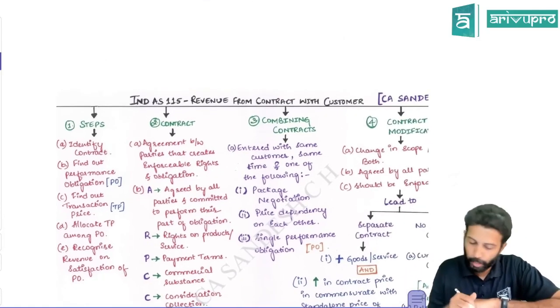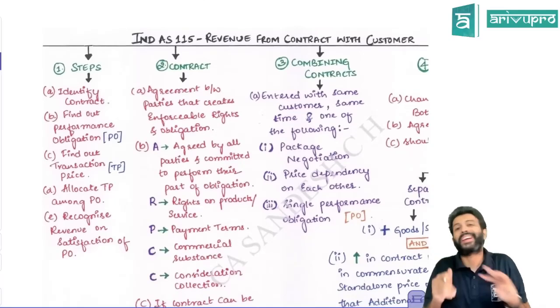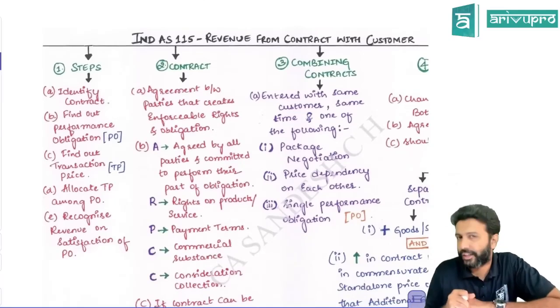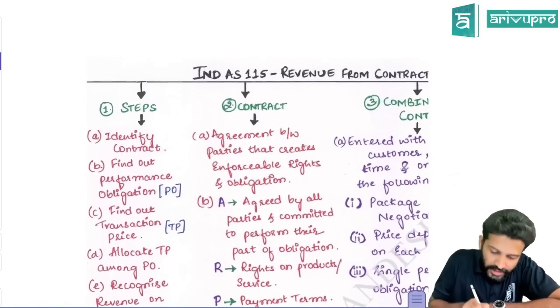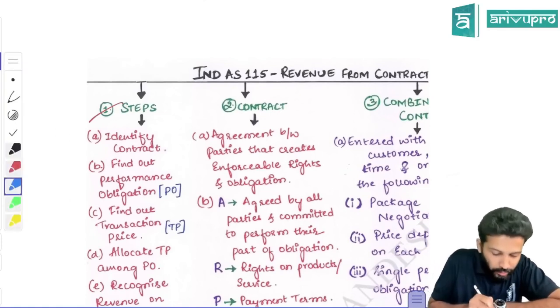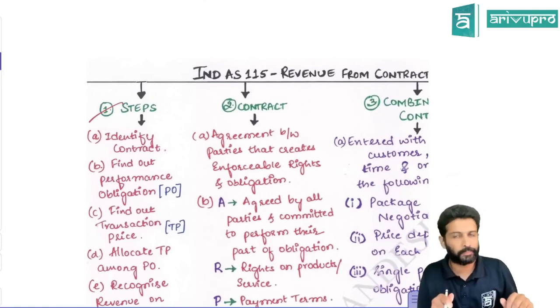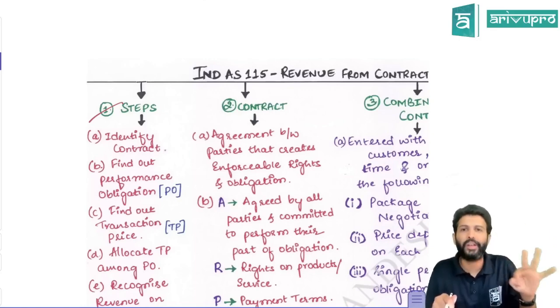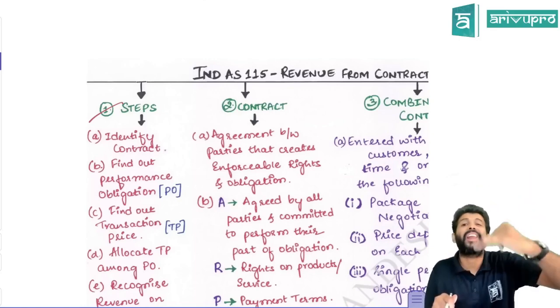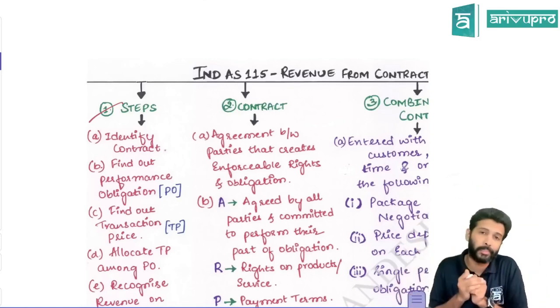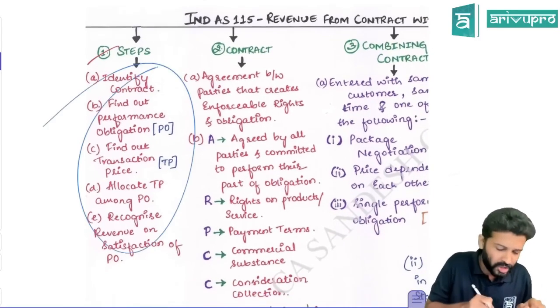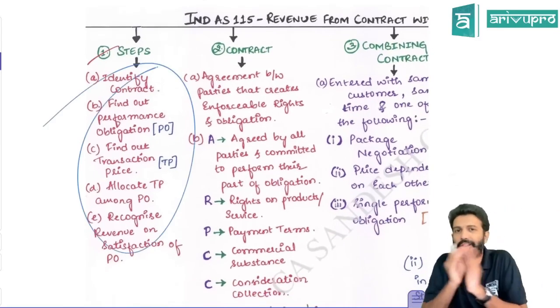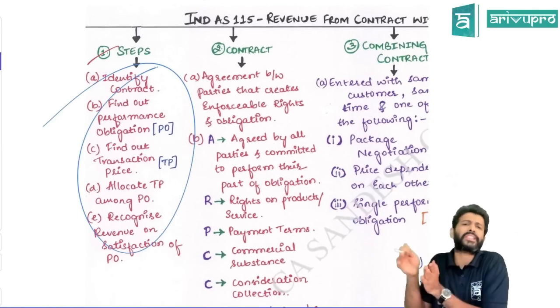So let's quickly start revising Ind AS 115, Revenue from Contracts with Customers, with the help of our chart book. How should we recognize revenue is what this standard gives us guidance on. There are five steps to follow: identify the contract, identify the performance obligations, determine the transaction price, allocate the transaction price to the performance obligations, and recognize revenue when performance obligations are satisfied. We will study these one by one.